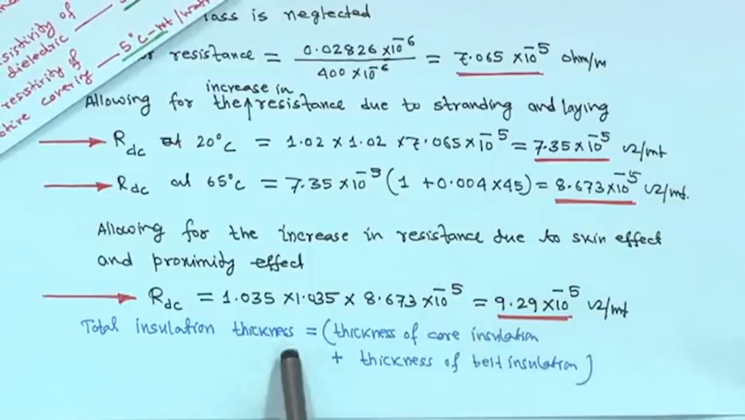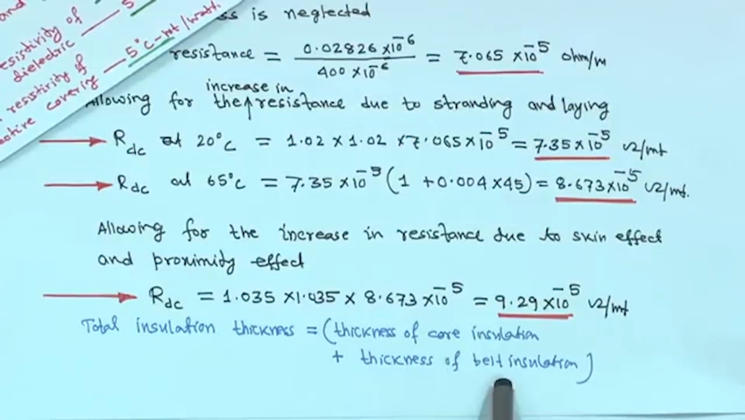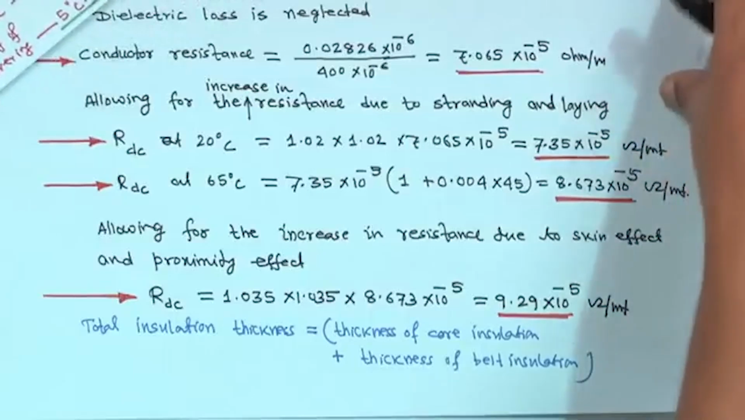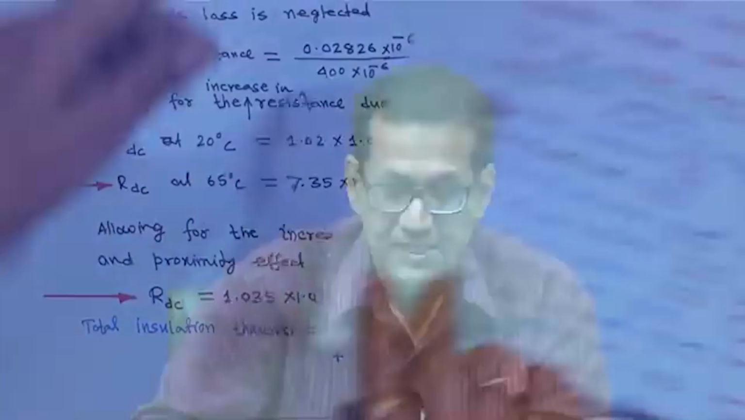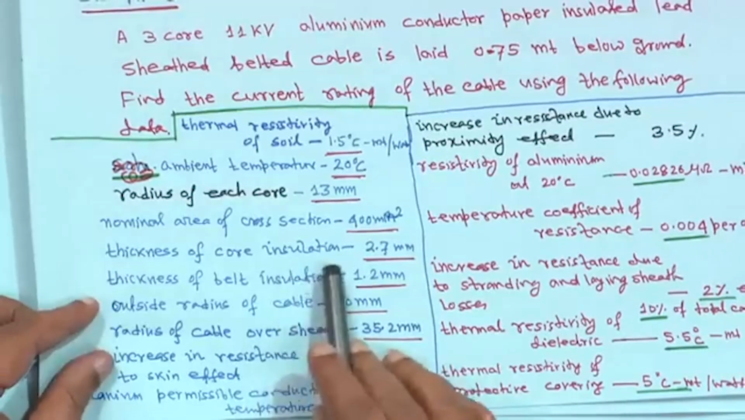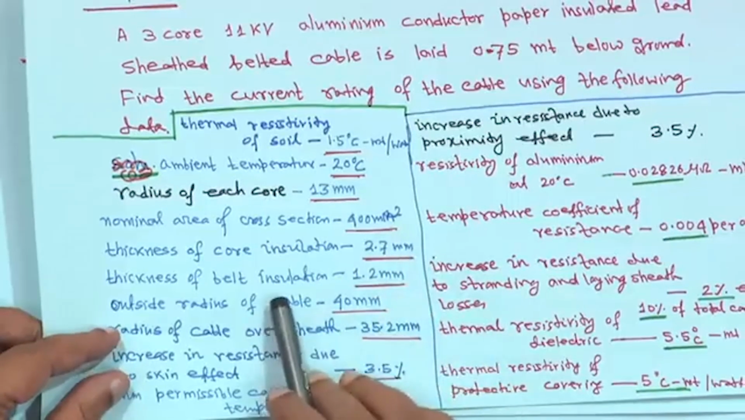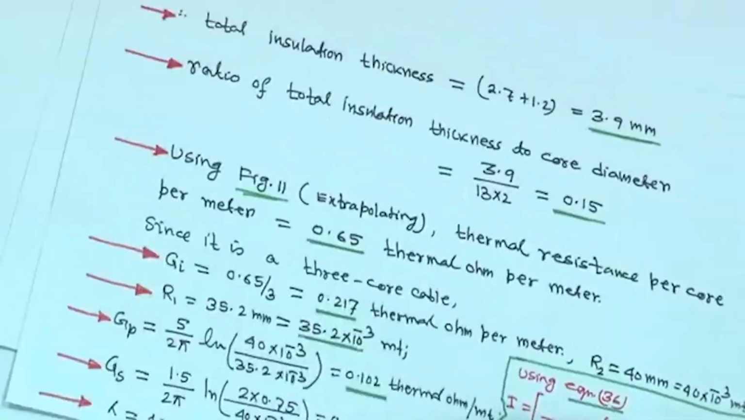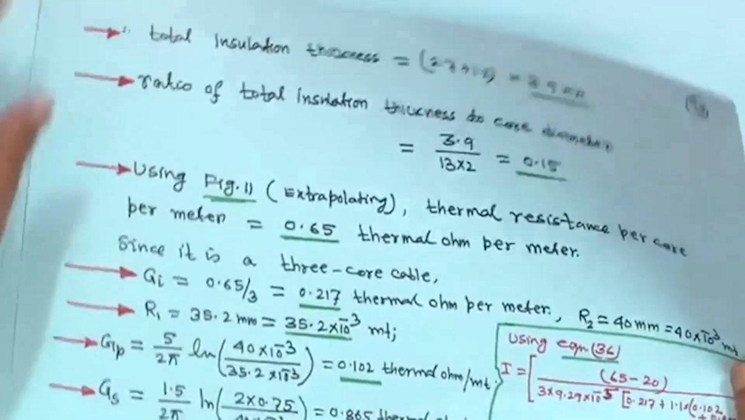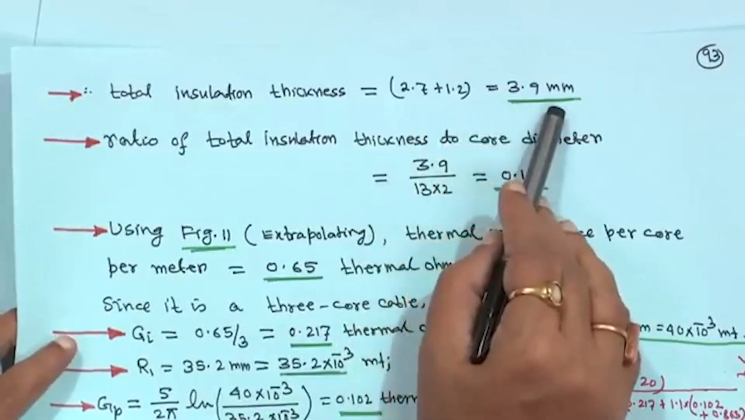Now, total insulation thickness is equal to the thickness of core insulation plus the thickness of belt insulation. Both are given. The thickness of core insulation is 2.7 millimeter and the thickness of belt insulation is 1.2 millimeter. That means the total insulation thickness will be 2.7 plus 1.2, which is equal to 3.9 millimeter.